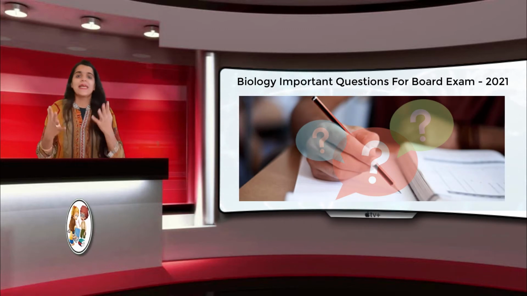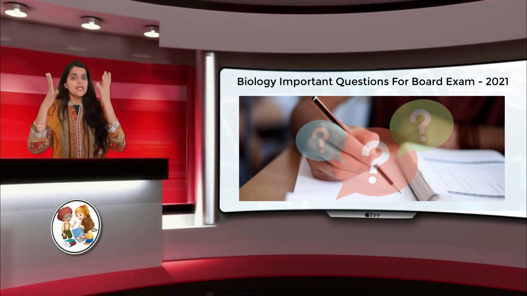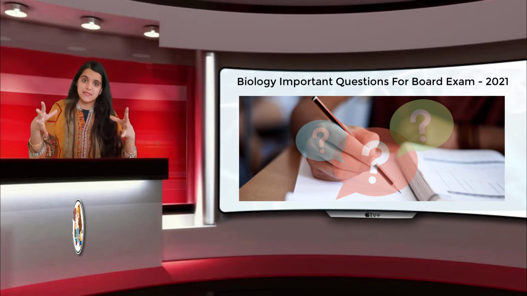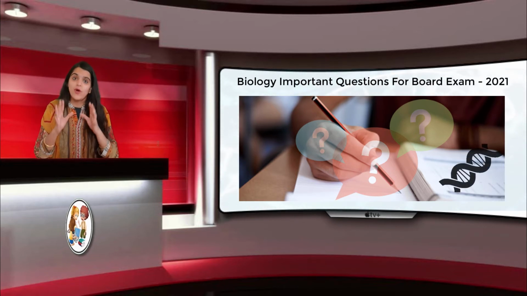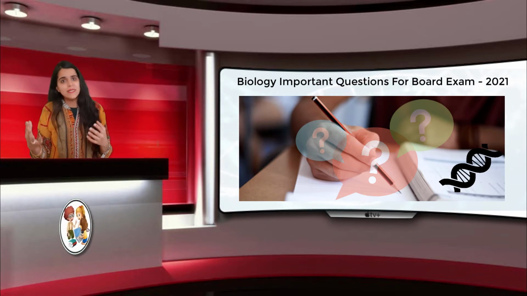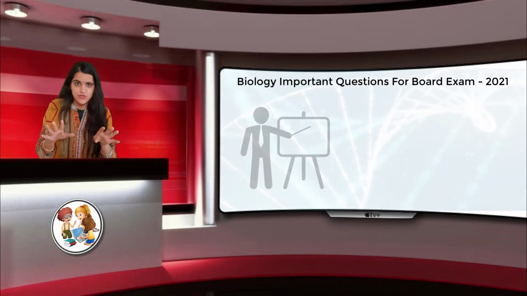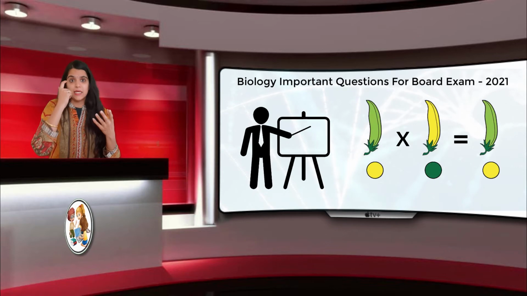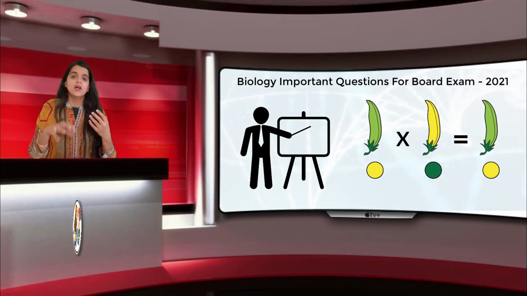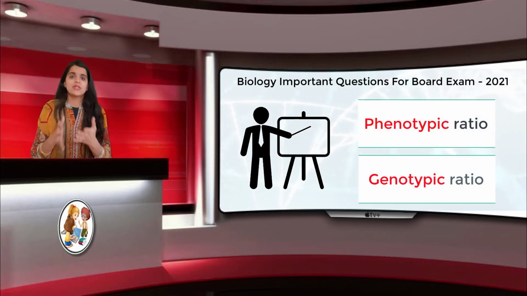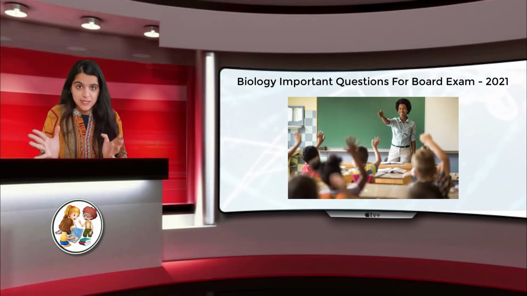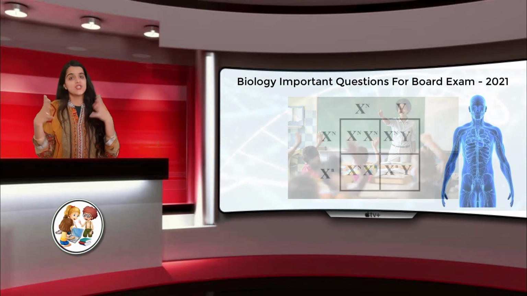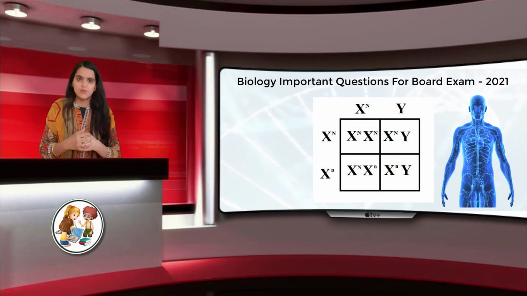What do you mean by incomplete dominance? What do you mean by epistasis? These kinds of questions mostly come from this chapter. Apart from it, in genetics there are a number of crosses. They can give you the phenotypic ratio or genotypic ratio, and they will ask you to tell which cross it is. Even the sex determination cross in humans comes from this chapter.